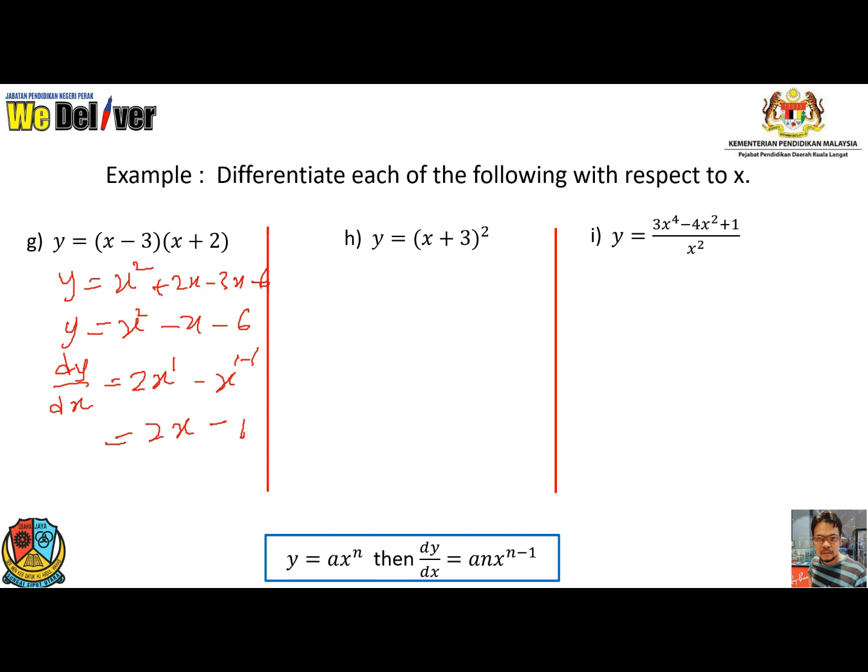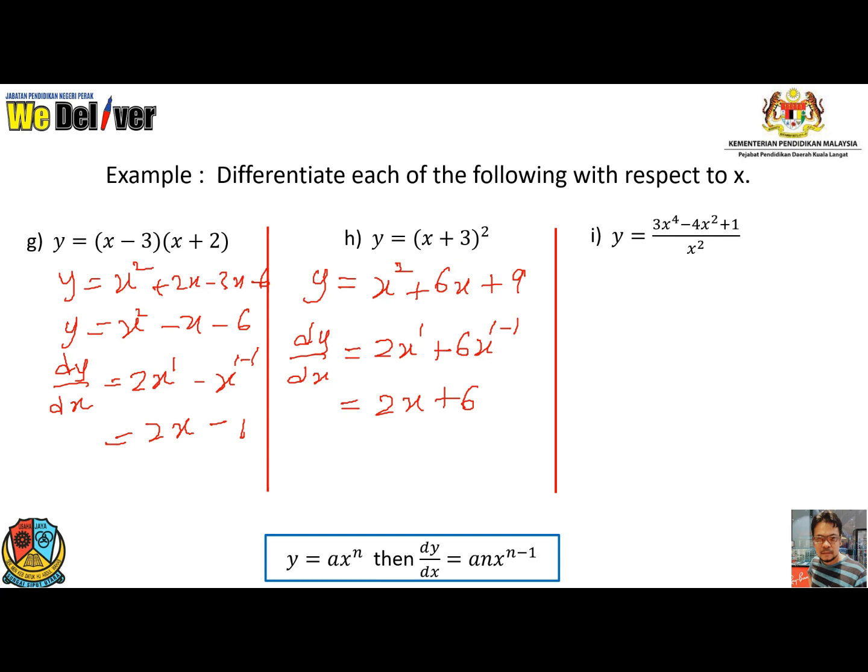So for example H, also the same, you have to simplify y by expanding x plus 3 squared, you get x squared plus 6x plus 9, and then find dy dx using the same formula. You get 2x to the power of 2 minus 1 is 1, 6 times 1, 6, x to the power of 1 minus 1, 9 is a constant, so you get 0. So simplify, you get 2x plus 6, x to the power of 0 is 1.